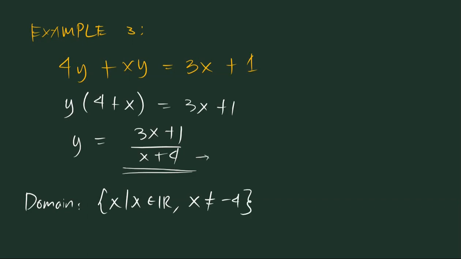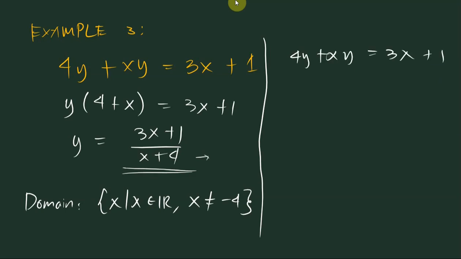Okay, so let us now find the range for this particular function. Let us express this in terms of y. What are we going to do? You see we have 4y plus xy is equal to 3x plus 1. So we can subtract 1 from both sides, and also subtract xy from both sides. So it was 4y minus 1 is equal to 3x minus xy.